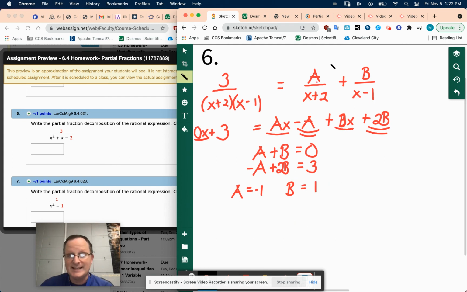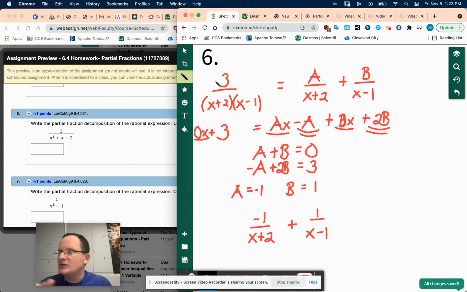All right, so that means then that these two fractions would have been negative 1 over x plus 2, okay, and then plus, and b is 1, so 1 over x minus 1. And those two fractions added together would give me this if I were to do it. I'm not going to do it because I just broke it apart.